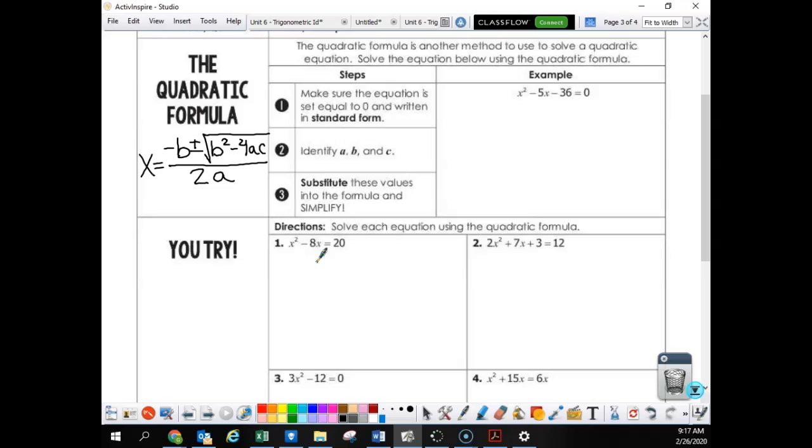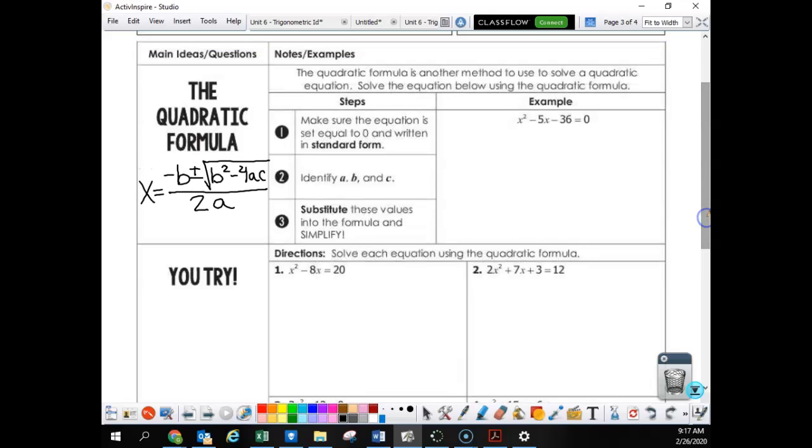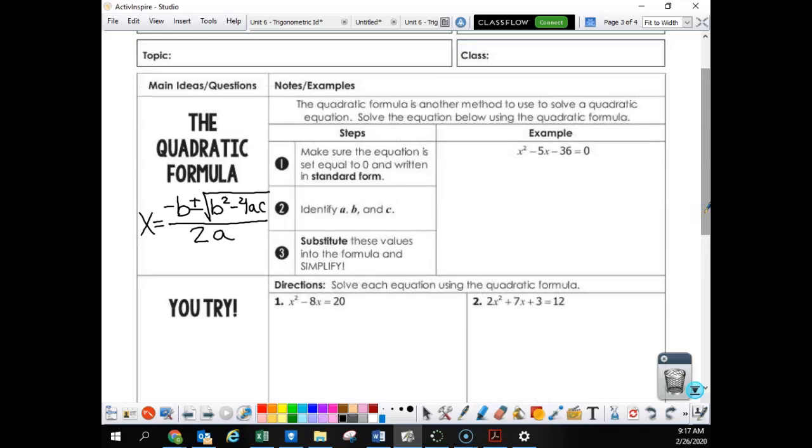Now, the first thing you want to do whenever you're using this to solve is to make sure your equation is equal to 0, just like our example, right? It's already equal to 0. Now, the standard form quadratic equation is ax squared plus bx plus c.